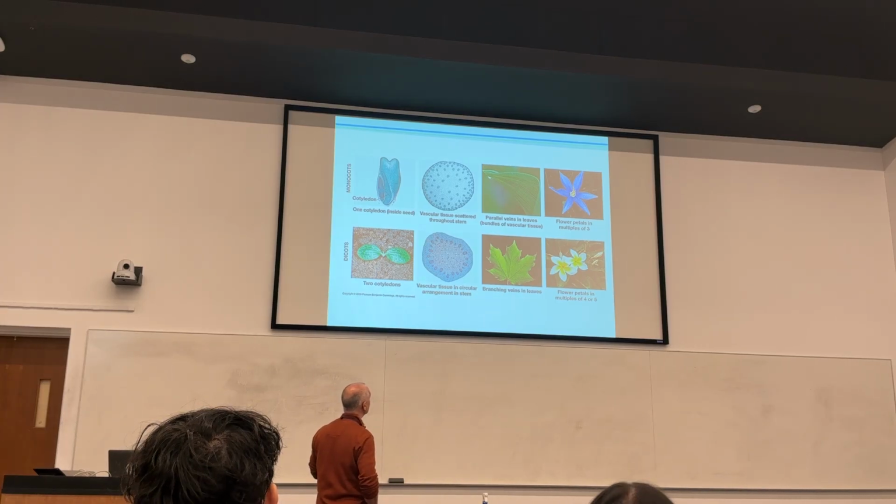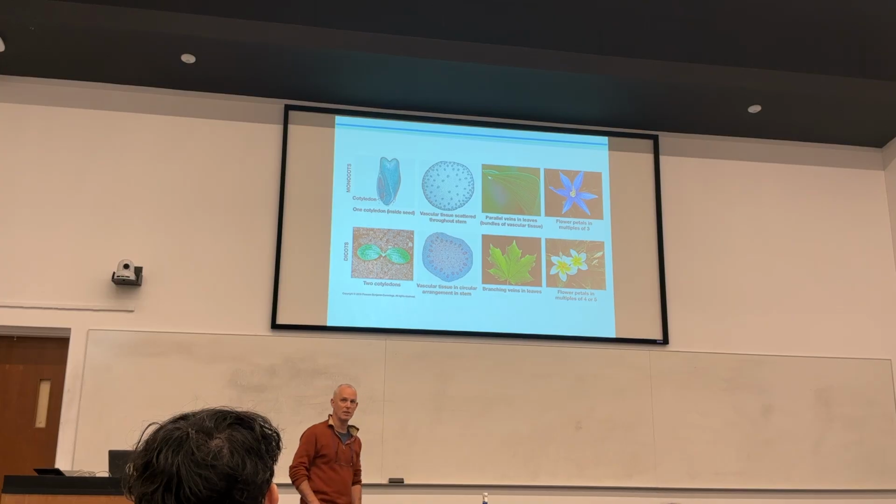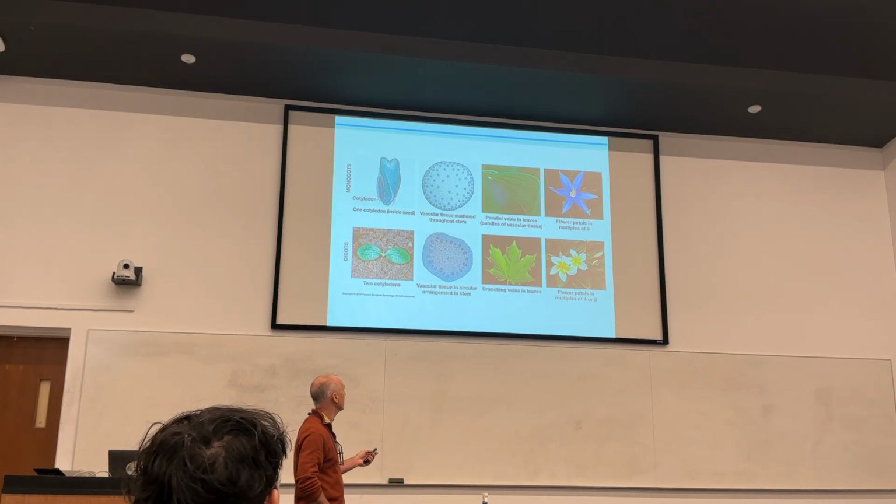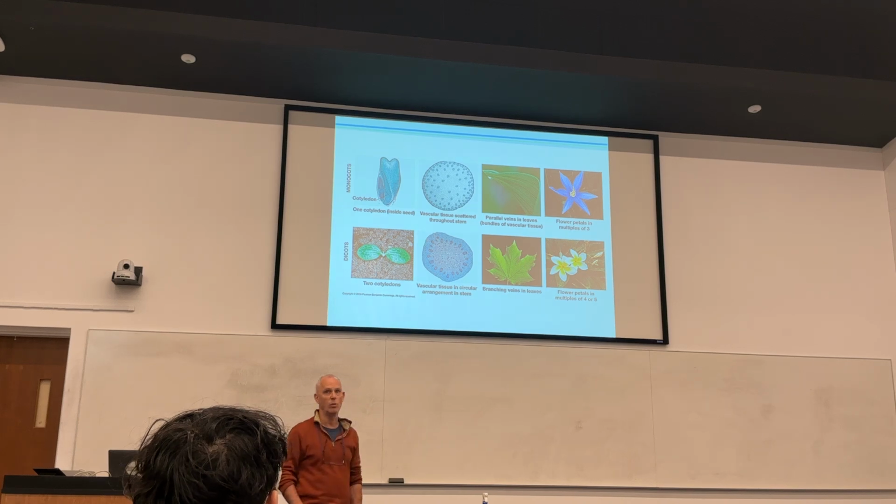And then finally, their leaves are structured differently as well. So monocots have petals in multiples of 3. In dicots, they're either 4 or 5 petals on the flower.